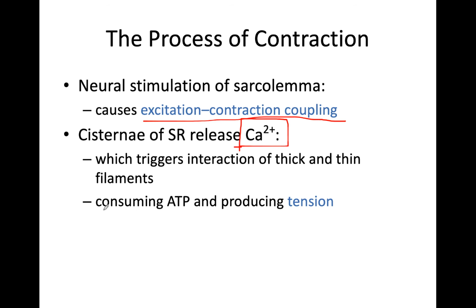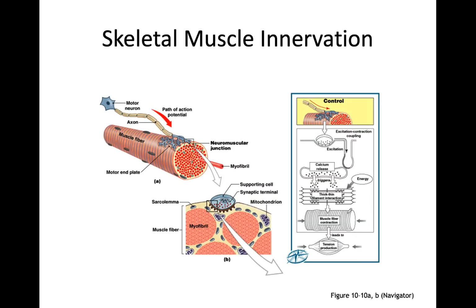The muscle contraction does require ATP. You'll see that in one of the last mechanisms we go through, and it will produce tension, because tension is produced when you contract a muscle, whether that's an isometric contraction or an isotonic contraction, there is tension produced.